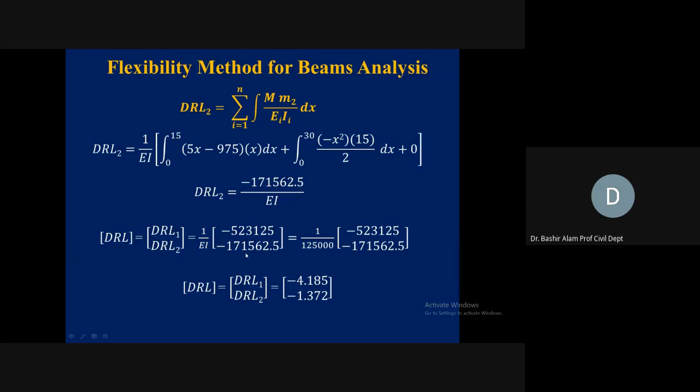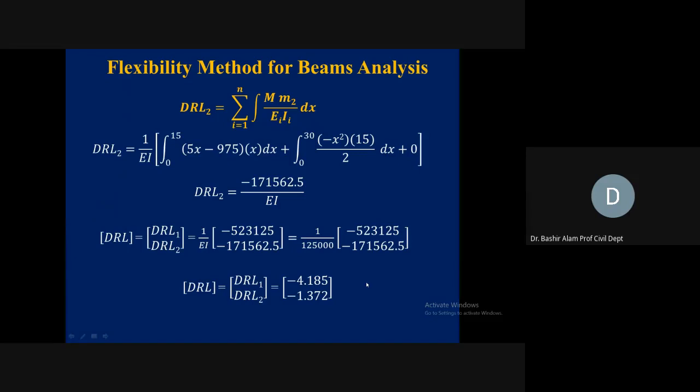Now DRL1, DRL2, EI we take common, 1 over EI it is becoming. And these are the values. Now we have the value of EI, so we put this 125,000. So when these numbers are divided by 125,000, DRL1 and DRL2 are minus 4.185 and minus 1.372 feet. These are the DRL1 and DRL2 values.